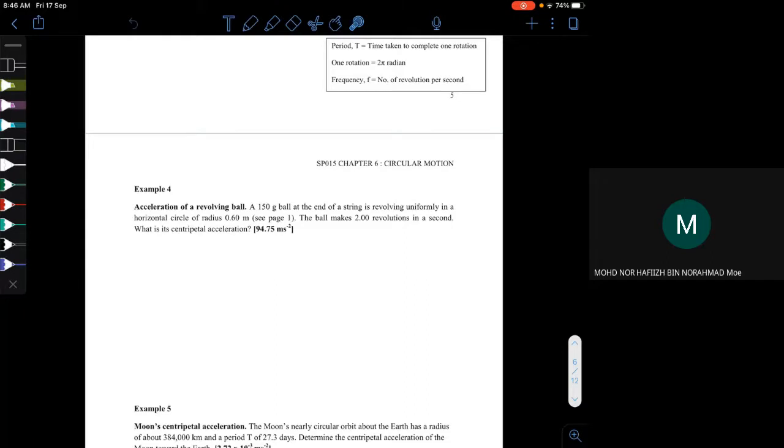Contoh macam kita lekatkan batu dekat tali, lepas tu kita pusing dia. Contohnya macam main merry-go-round tu. Dan contoh apa lagi? Pusing roundabout, betul. Itulah contoh-contoh in real life yang melibatkan circular motion. Okay. So let's try to do the first question.